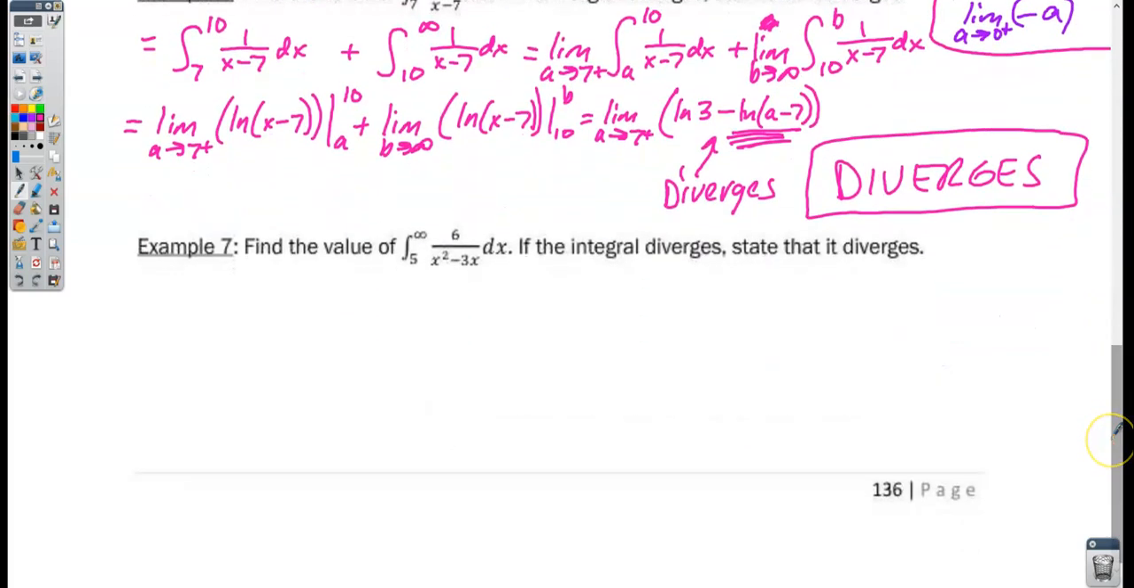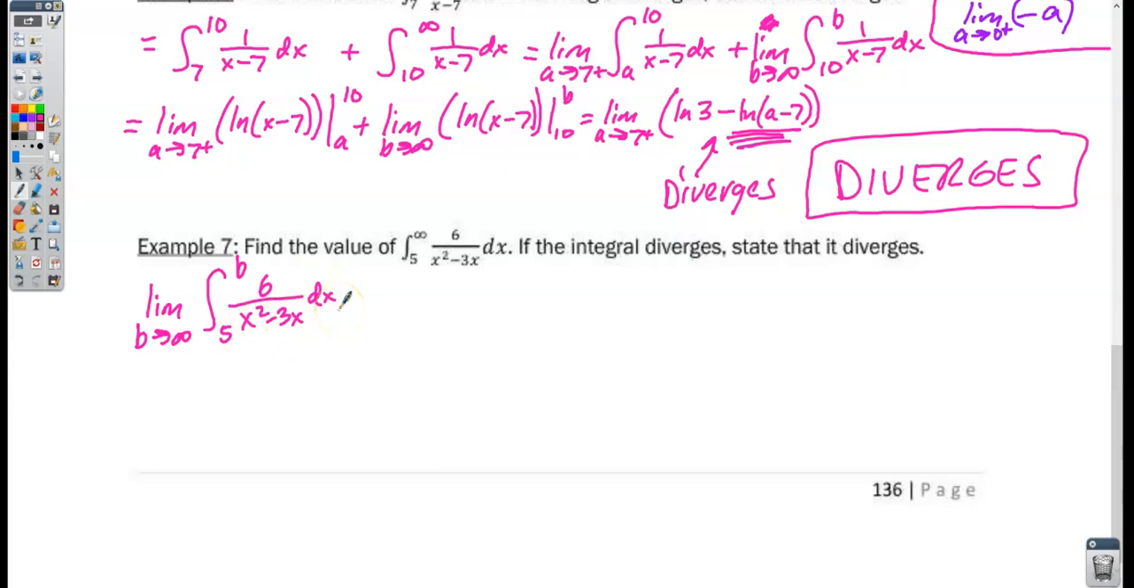All right, last one. Find the value of the integral from 5 to infinity of 6 over x squared minus 3x dx. If the integral diverges, state that it diverges. All right, this function is continuous over the entire interval from 5 to infinity, so the only problem here is the infinite value. So this is going to be the limit as b goes to infinity of the integral from 5 to b of 6 over x squared minus 3x dx.